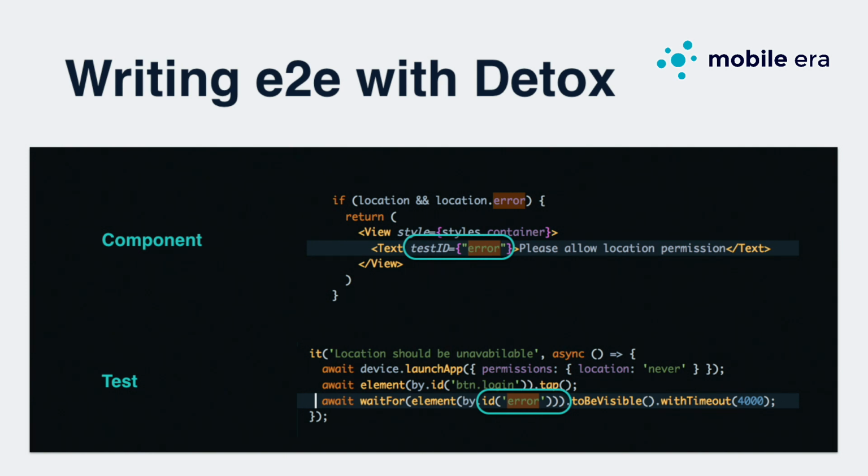That's what tells Detox what it's going to test and how things are going to look. So in your test, there's a small typo here, it should be unavailable. Sorry about that. But yeah, location should be unavailable, and then we make use of the device object provided by Detox. We launch the application. Once you launch the application, you can send some arguments. So we send the permissions, and in this case, we say location is not allowed. Then we find an element with this ID, and then we click on that element. And once we click on that element, Detox should wait for an element with an ID error to be visible. And therefore, that test should pass.